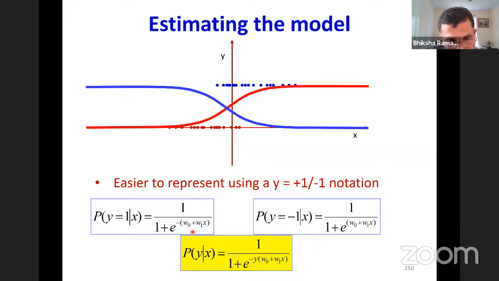And as you can see, flipping it, the probability of 1 is 1 over 1 plus e raised to minus of this affine combination. The probability of -1 given x is 1 over 1 plus e raised to plus of this affine combination. I can write both jointly in a single formula and say the probability of y given x is 1 over 1 plus e raised to minus of y times the affine combination. You can see that when y is 1, the sign simply becomes minus. When y is -1, the sign becomes plus. This is a generic formula for every combination of x and y.